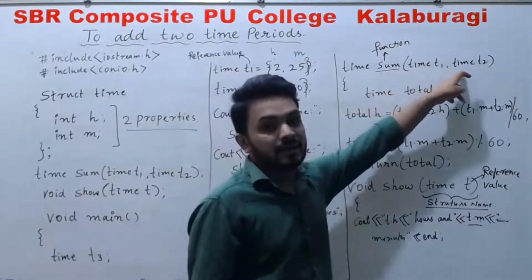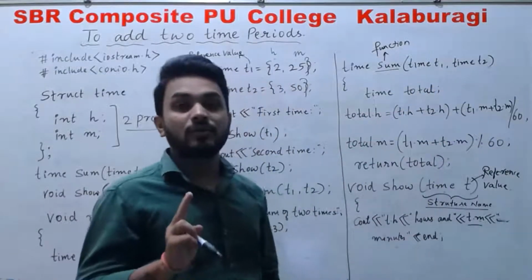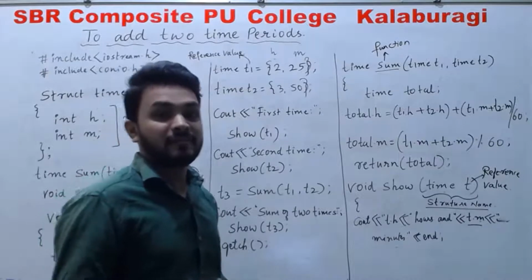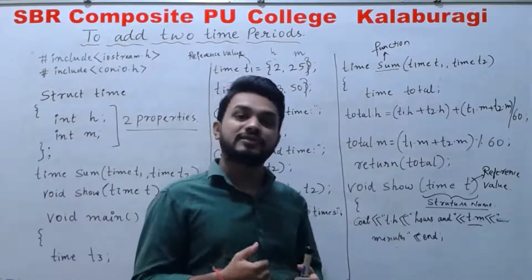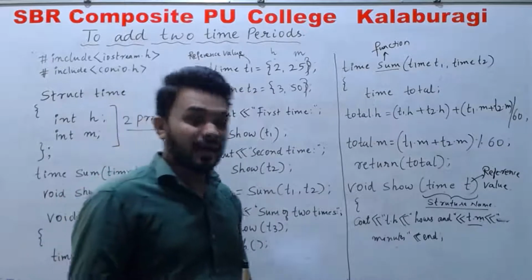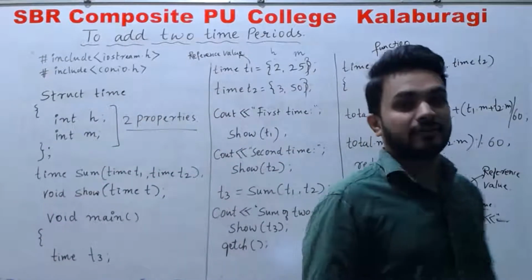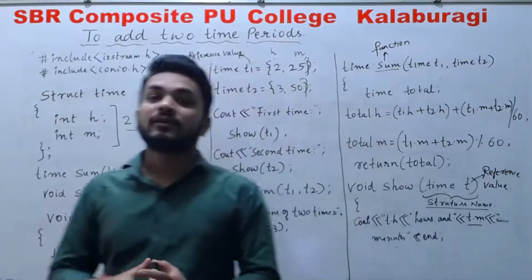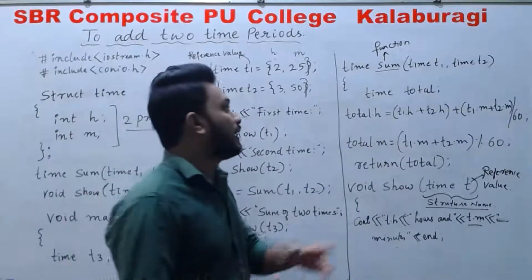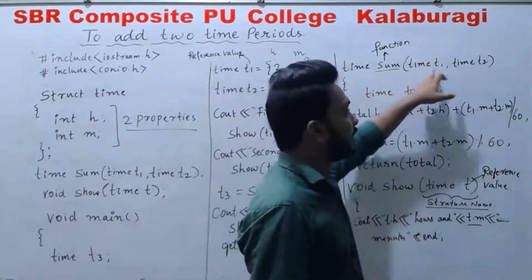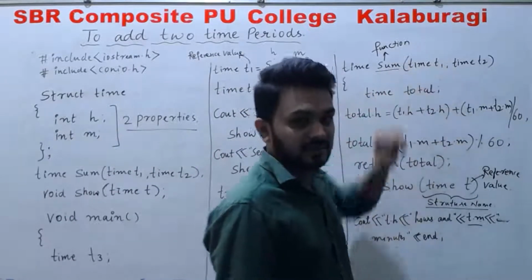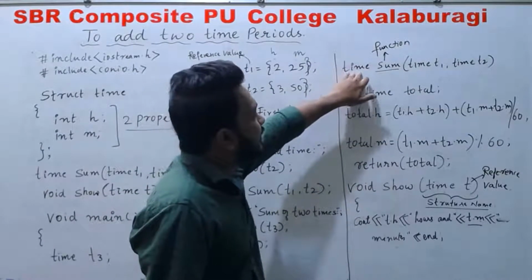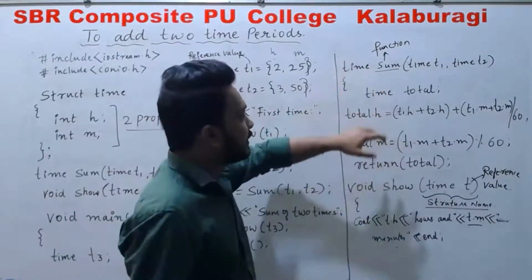Time T1 and time T2. I am taking two references of the same structure. I can add n number of reference values for one structure. So I am creating two reference values of the same structure. Clear? Then creating or returning the structure itself, right?